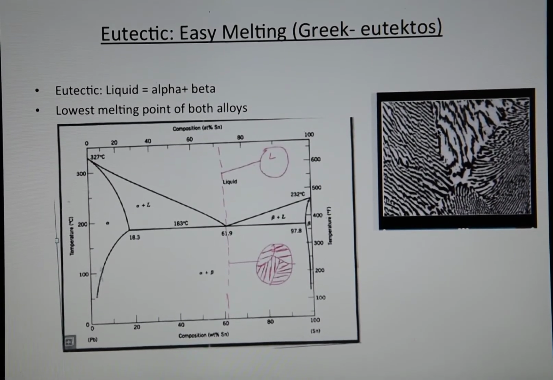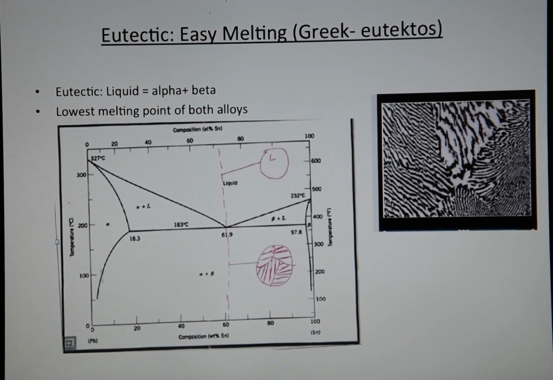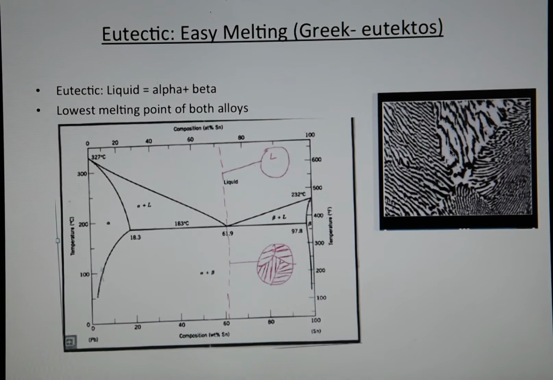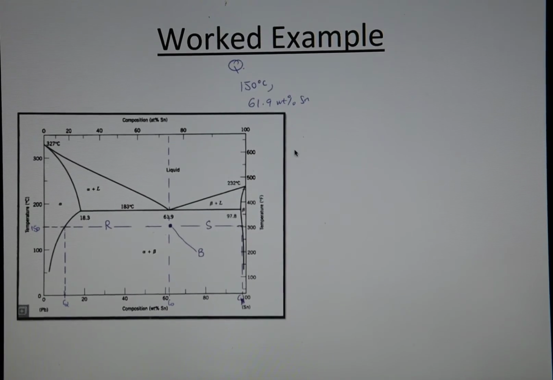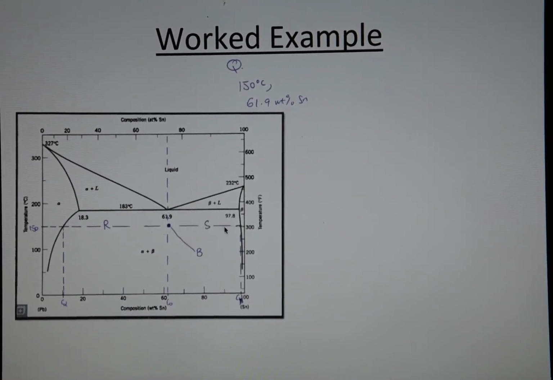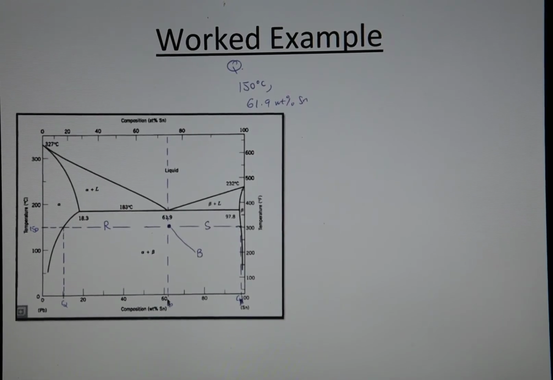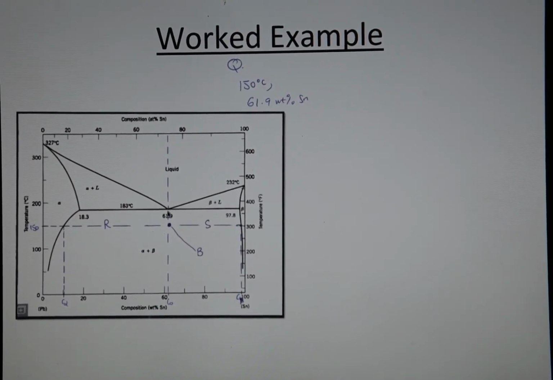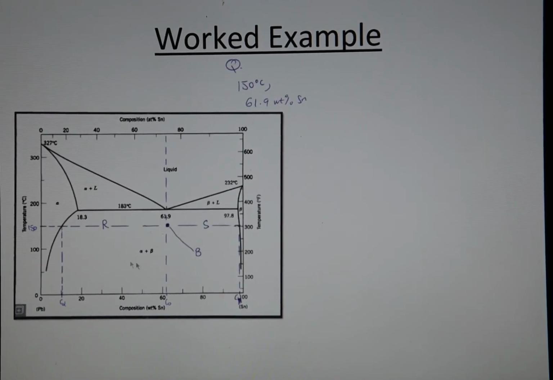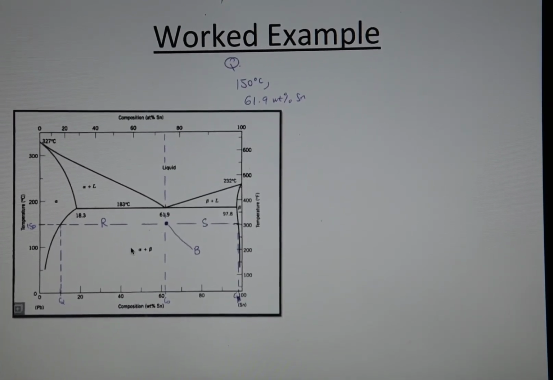It looks like this. The dark regions represent the lead-rich alpha phase, and the light regions represent the tin-rich beta phase. Now let's go through an example. So it says we've got 61.9 weight percent tin, that's the eutectic composition, at 150 degrees Celsius. So first you draw your horizontal line to represent the temperature, 150, and then you draw your vertical line to represent the composition. Where this intersects will then tell you how many phases you've got within the microstructure. And because this is within the alpha plus beta phase, we have two phases present.